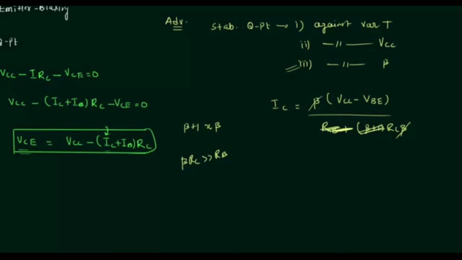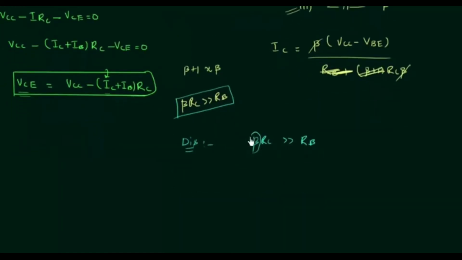Now we will talk about the disadvantages. You can see in the last advantage we have to follow this condition: beta times RC must be greater than RB, and most of the times we do not have the exact idea of beta value. So to satisfy this condition, we have to make RC very large, or we can make resistance RB very low. Now if we make RC very large, the high value of biasing voltage VCC is required.